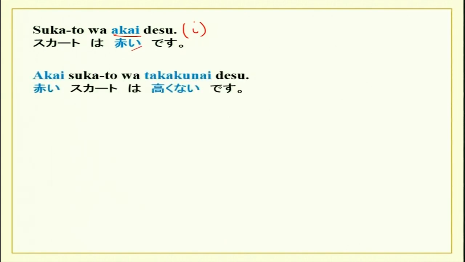Then, akai sukato wa takai desu. It's expensive. Or, takaku nai desu. And you already know that if you remove the I from here and put kunai, it becomes negative. So, akai sukato wa takaku nai desu. It is not expensive. Now, you can also see kanji written over here. We will quickly revise the kanji as well. So, you have it like this.